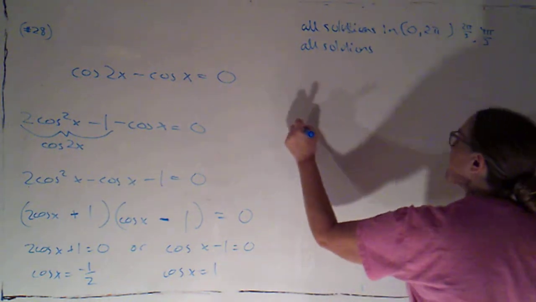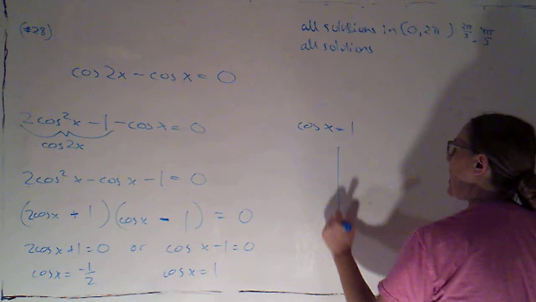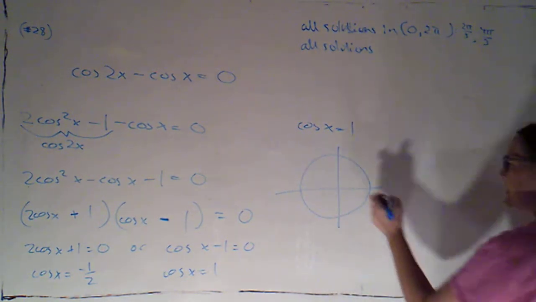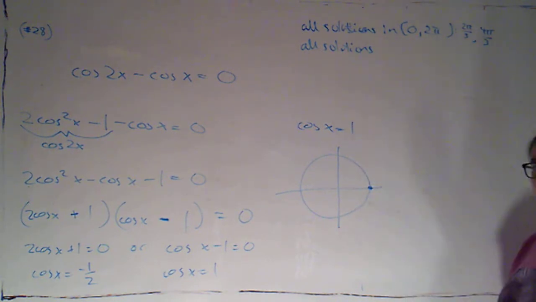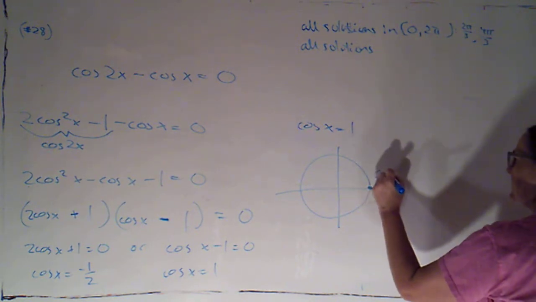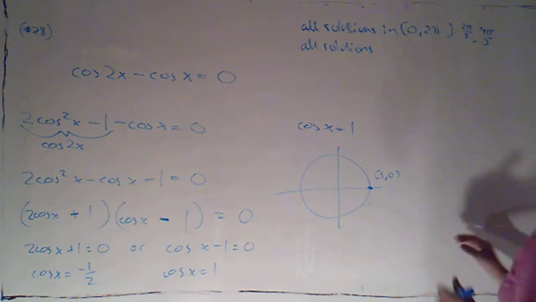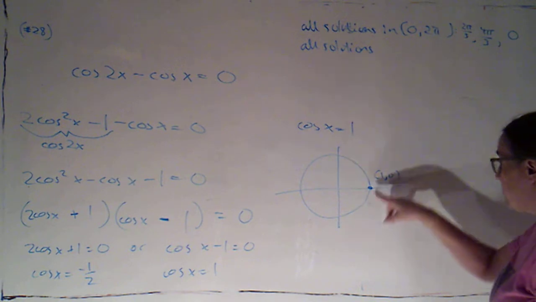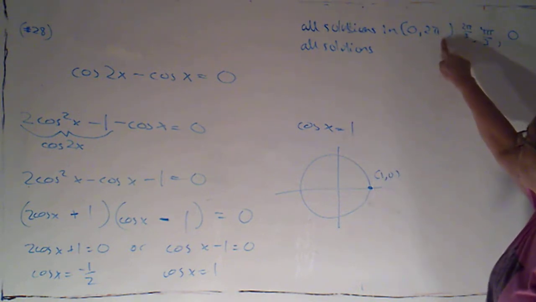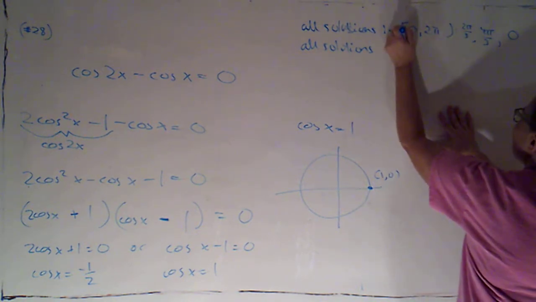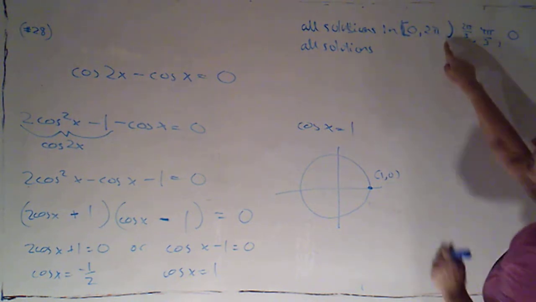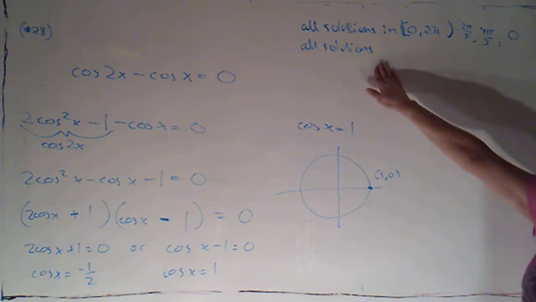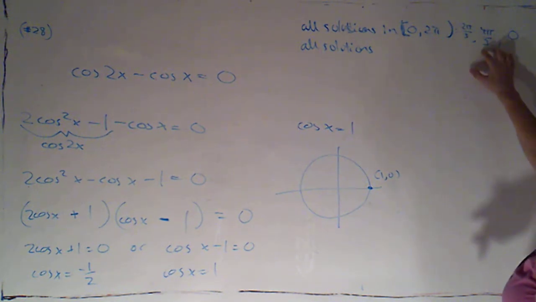All right, so if cosine of x is equal to 1, now I'm recognizing that that's going to give me a quadrantal angle. There's only one point on the unit circle where cosine is 1. That's this point right here, and that's going to correspond to x being 0. Now, it also corresponds to 2 pi, but here, this was a bracket around 0 and a parenthesis around 2 pi, so we're not including that.